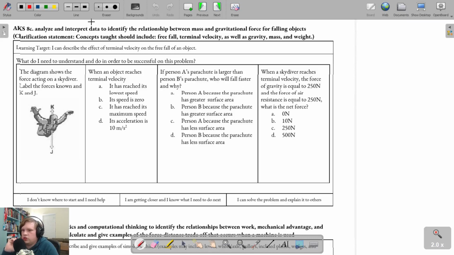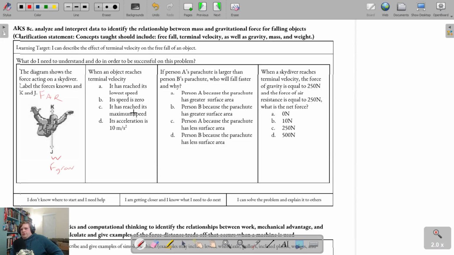The diagram shows the forces acting on a skydiver. Label the forces known as K and J. Okay, J, that's our weight, or our force of gravity. K is our air resistance, and we're done. Moving on. You can label it force of air resistance, F air.